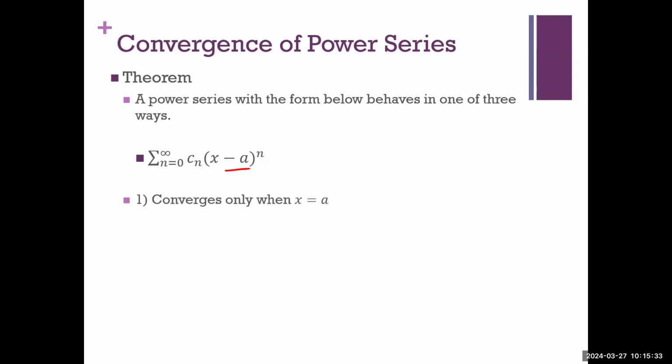It converges for one value of X and no others. So that's kind of the worst case scenario. You can take a power series, but it's kind of useless. It only converges at one place. Or it converges absolutely everywhere. So those are the two extremes.